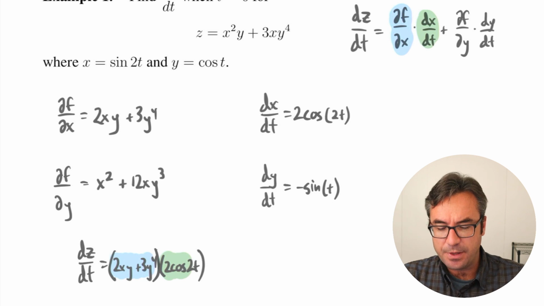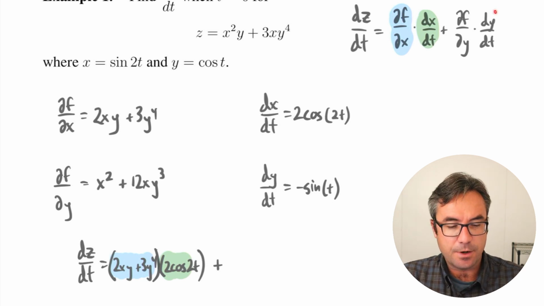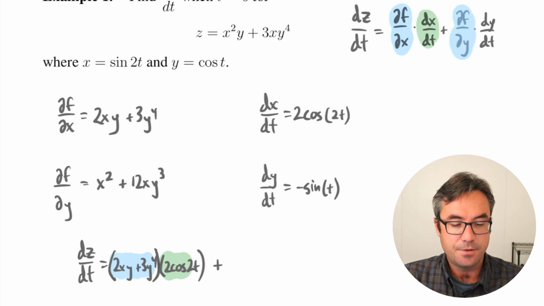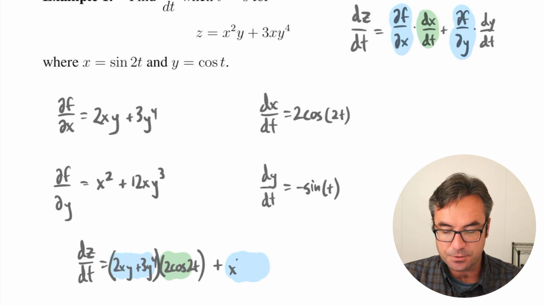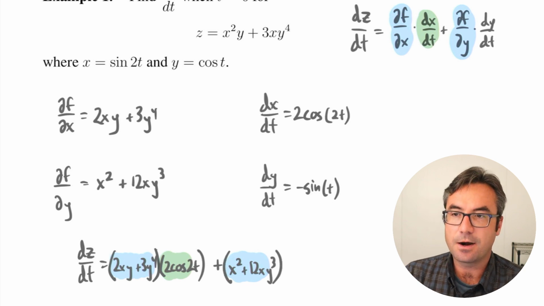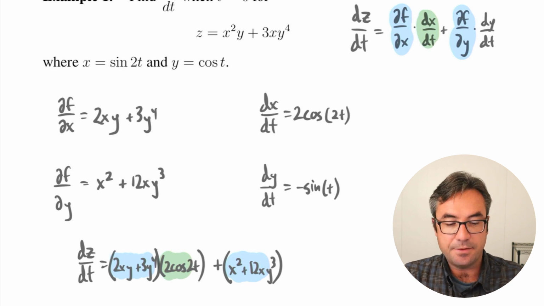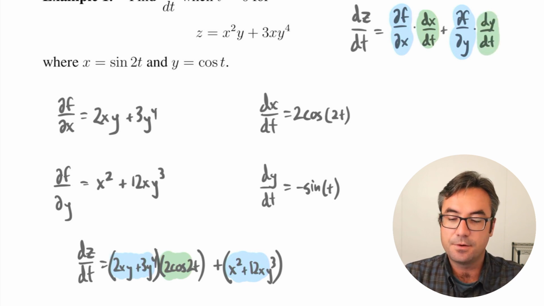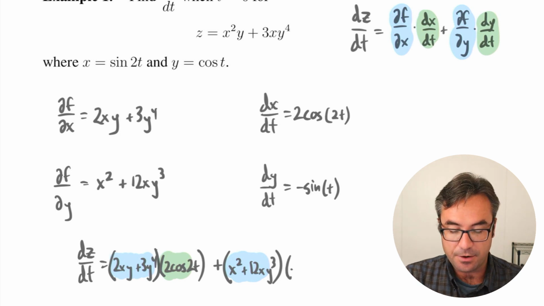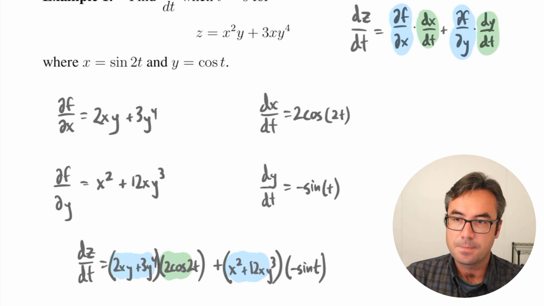All right, so then we have a plus sign in between, and then we're going to fill in our y terms. So we have our y partial derivative that we're going to fill in. When we do that, we get x squared plus 12xy cubed. And again, let's get our parentheses around that. And then we're going to multiply by the derivative of y with respect to t. So we'll have our negative sine t down here. All right, so that is our z derivative with respect to t.